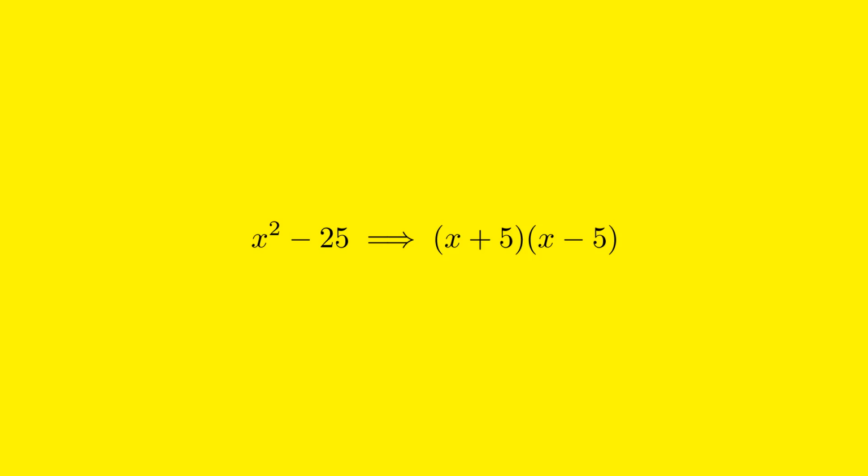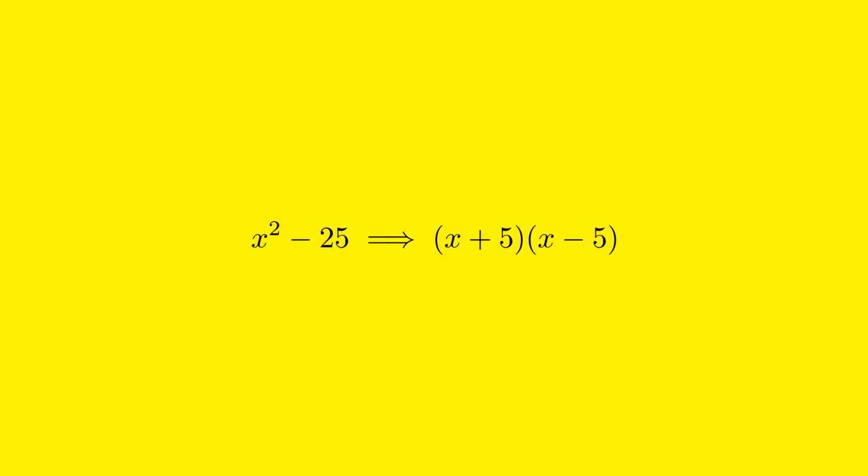By recognizing and applying the difference of squares formula, we rewrite the problem x squared minus 25 as x plus 5 times x minus 5. This is because the formula tells us that a squared minus b squared is equal to a plus b times a minus b. In this case, a is x and b is 5.